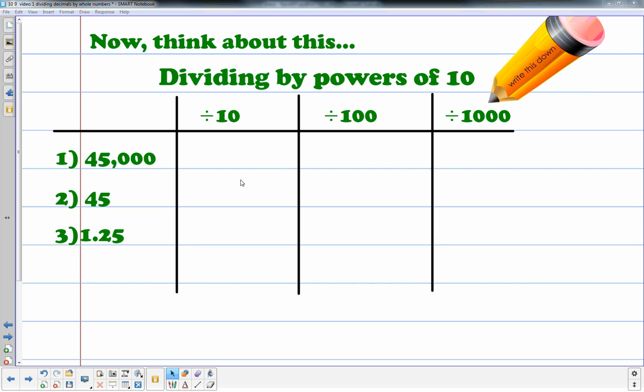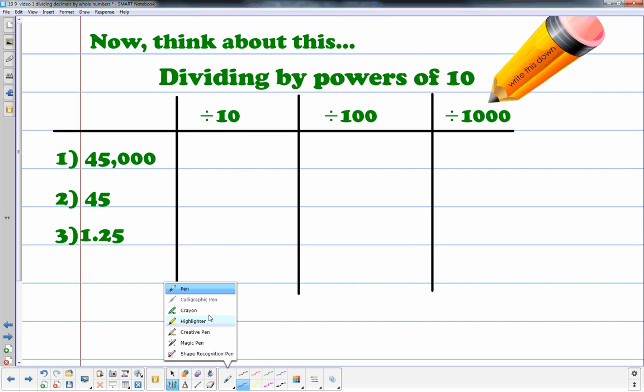All right, similar to multiplying by powers of 10, now we're going to divide by powers of 10. So if I'm dividing by 10, do I want to make the number get larger or smaller? When we're dividing, we're going to divide it and get smaller. So I'm going to move this decimal 1 place to the left. So 45,000 divided by 10 is 4,500.